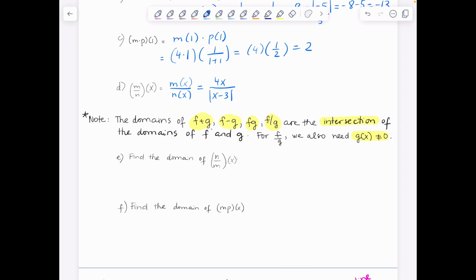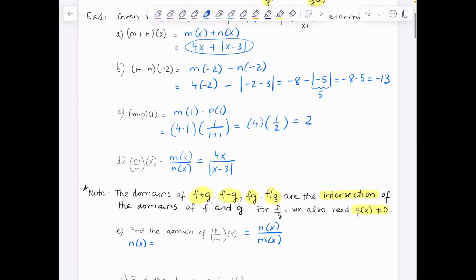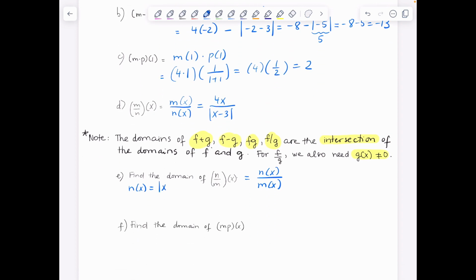So let's find the domain of n over m of x. First, let's translate it to n of x over m of x. Now we are going to find the domains for each function. So n of x is defined by absolute value of x minus 3. When I look at this function, I don't see any square root. I don't see any fraction. In fact, there's no restriction for x in the absolute value function. X can be anything, negative, 0, positive. Therefore, the domain for this is negative infinity to positive infinity.